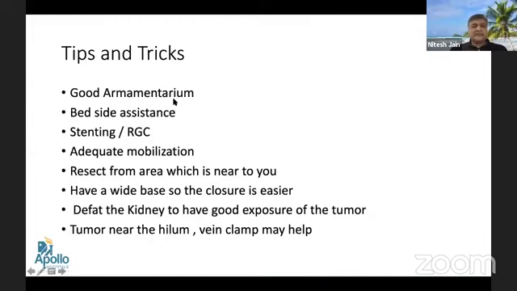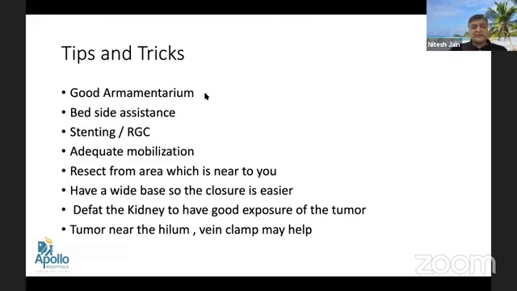So what are the tips and tricks? We should have a good armamentarium, or almost all the tools that are available, to help us do complex cases. A good bedside assistant is very much essential. Stenting or RGC depends on the surgeon's choice, but in complex tumors, at least an RGC should be kept to know whether we have opened the PCS or not. Adequate mobilization: we should not compromise on mobilization of the bowel, kidney, or anything for that matter. And it is always easier to resect from the area which is nearer to you rather than going from an area which is not near to you.